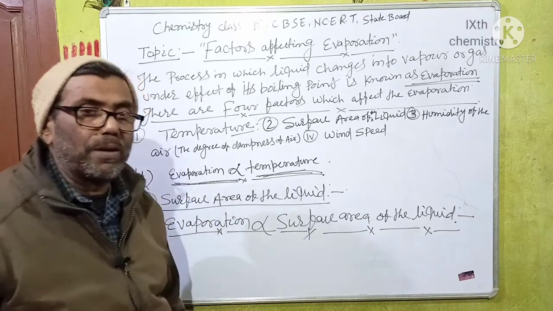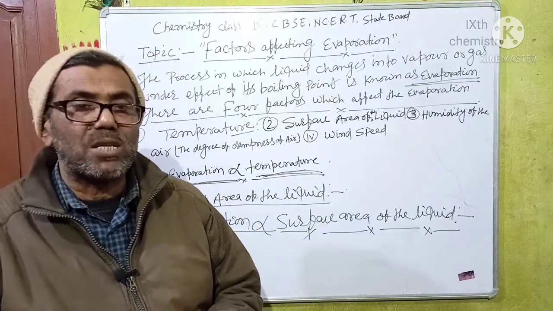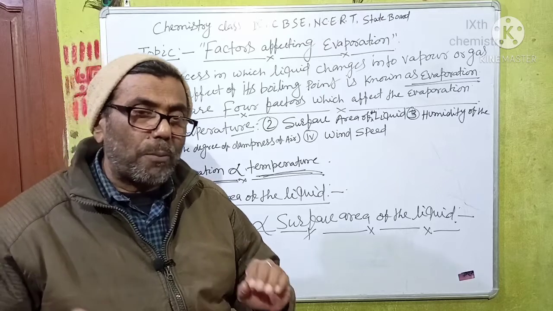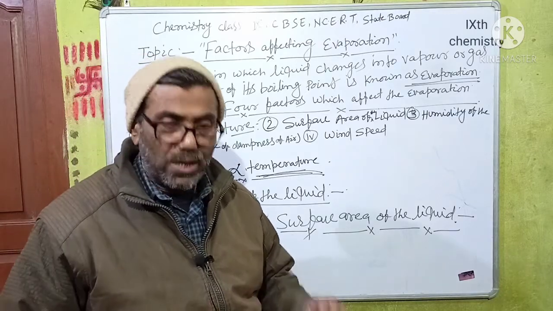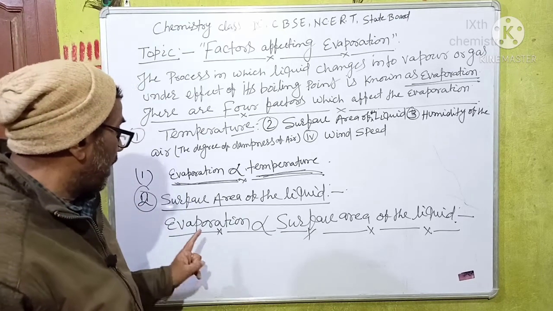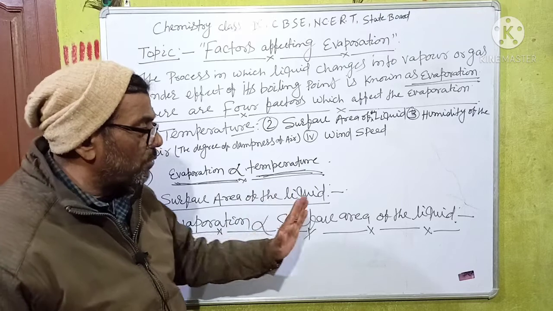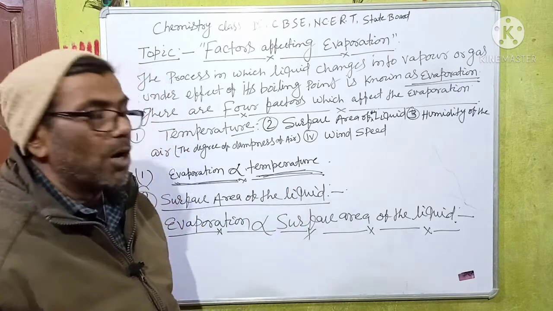For example, evaporation occurs more in the oceans and seas than in the rivers. So evaporation is also directly proportional to the surface area of the liquid.